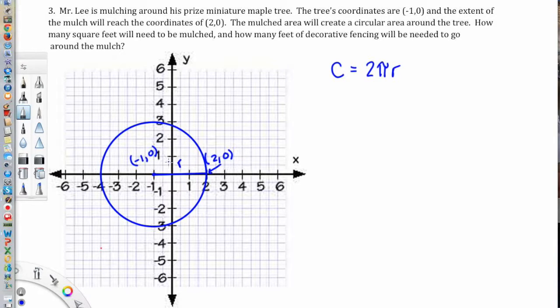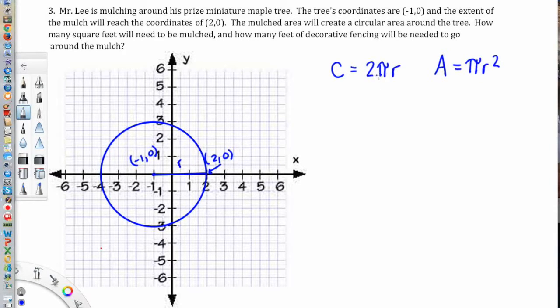And we're going to use this formula to find the circumference, which will tell us the perimeter of the circle, okay, which will give us the length needed of decorative fencing. We also have another formula for a circle, which is the area formula. And we know that the area of a circle is equal to pi r squared.